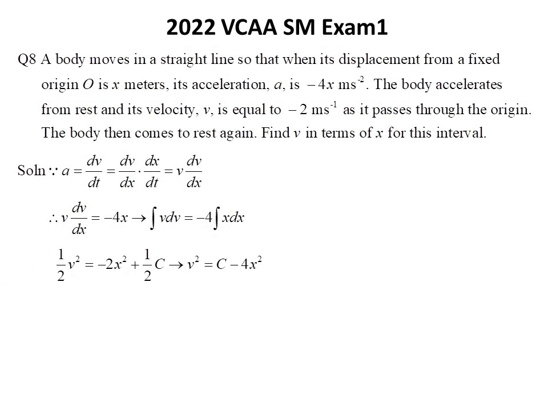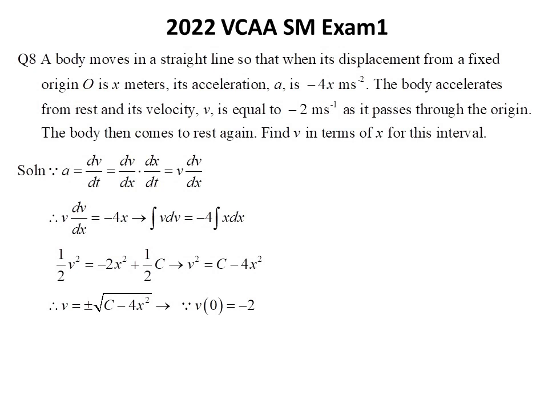After integrating on both sides of the equation, we have v squared over 2 equals negative 2x squared plus c over 2, which gives v squared equals c minus 4x squared. Here c is an arbitrary constant. So v equals plus or minus the square root of c minus 4x squared.